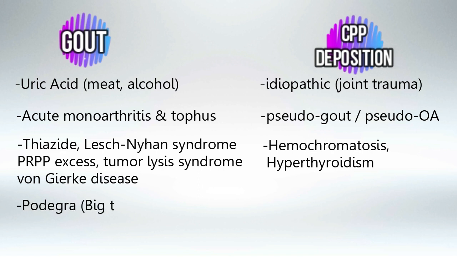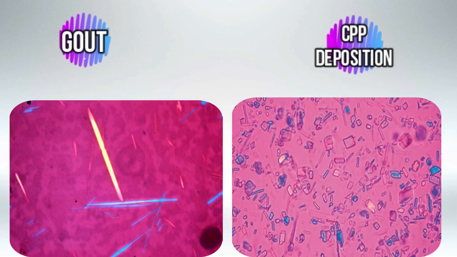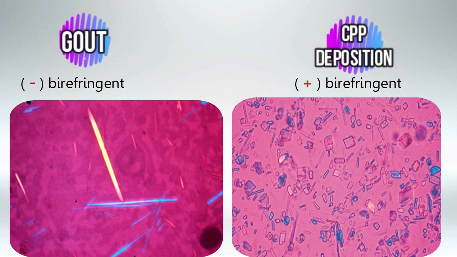Now there's a sign that's very important to know in gout, and it's called podagra. It's just a fancy name for big toe involvement. When we take a fluid sample of the inflamed joint in gout, we will see something called negative birefringence. And when we take a fluid sample of the calcium pyrophosphate deposition inflamed joint, we'll see something called positive birefringence.